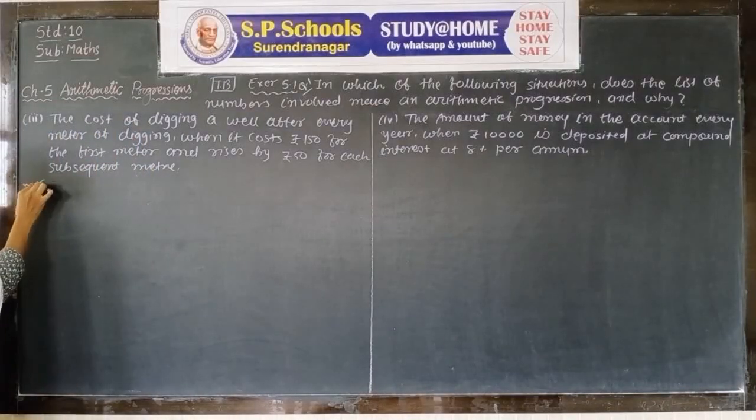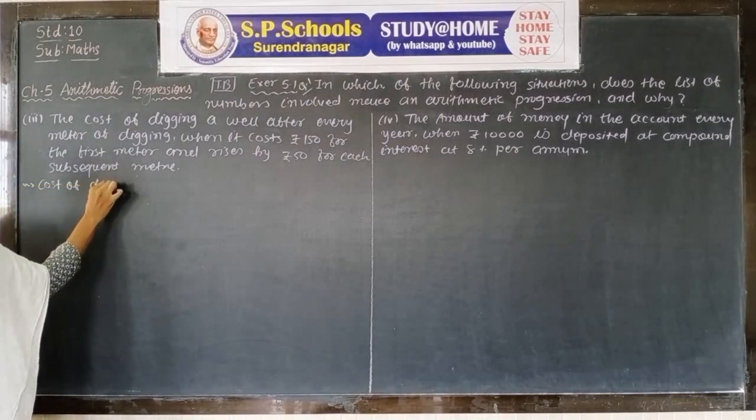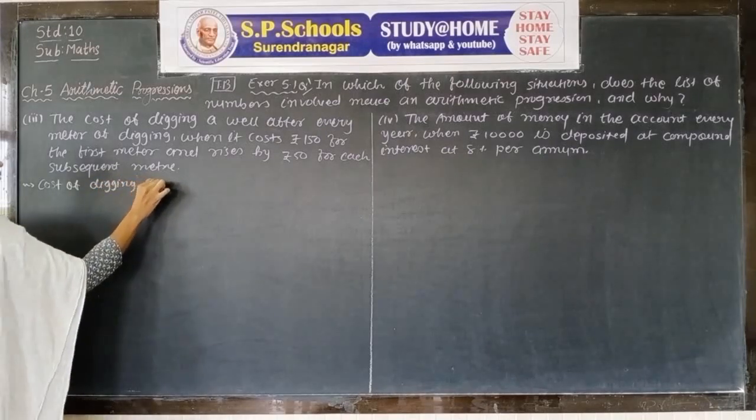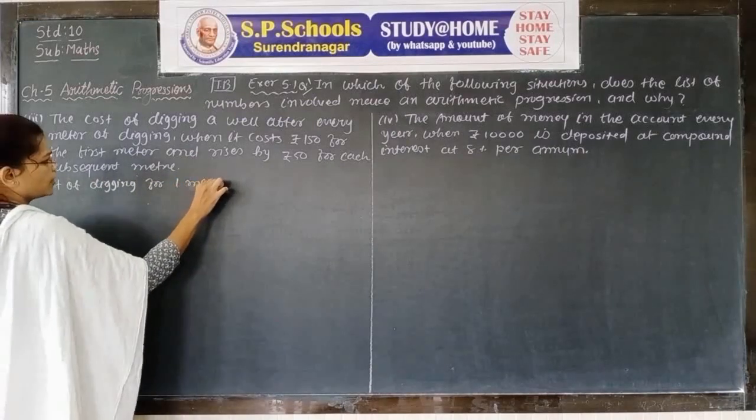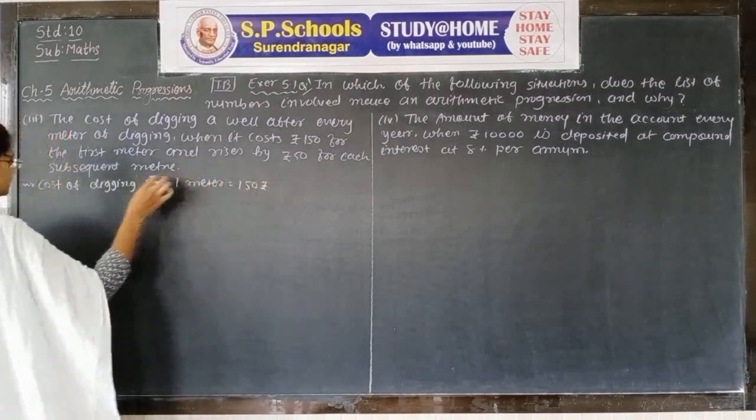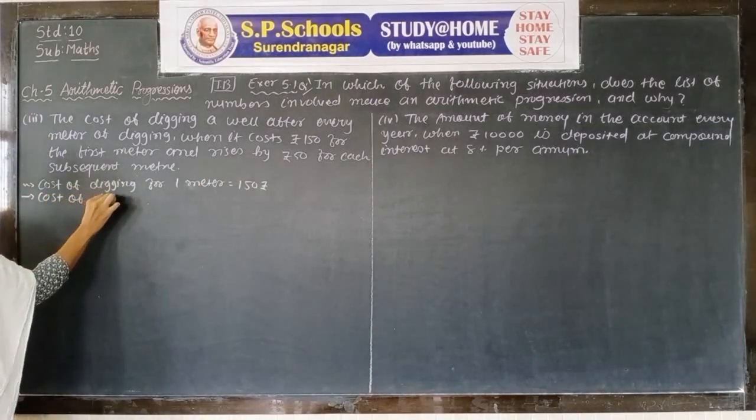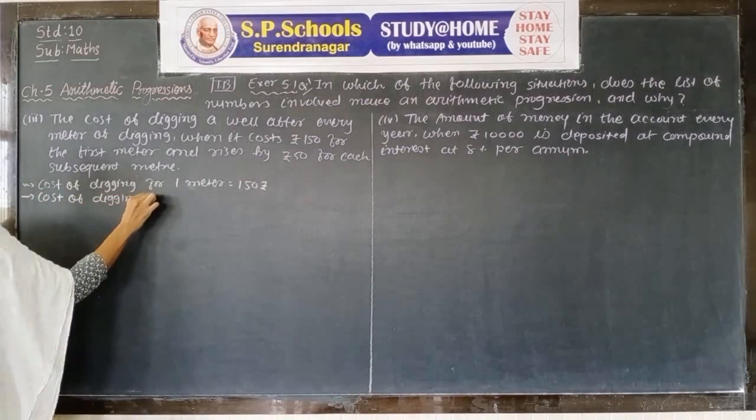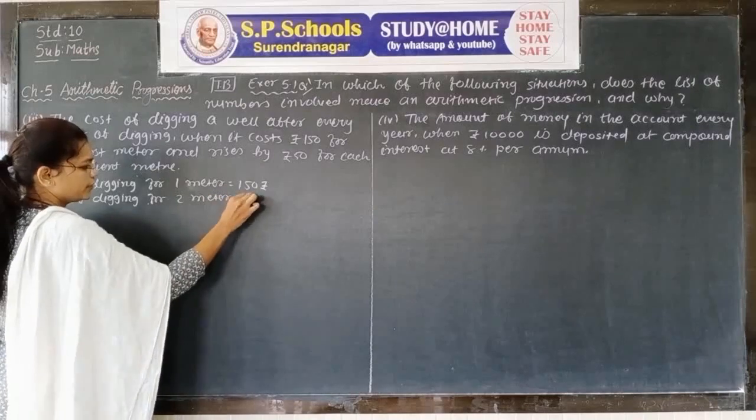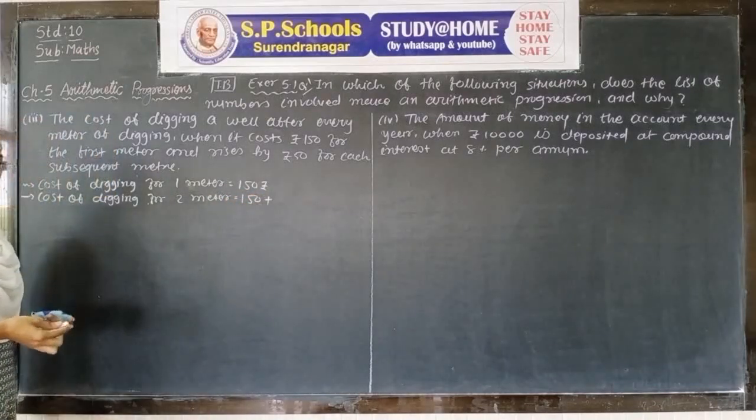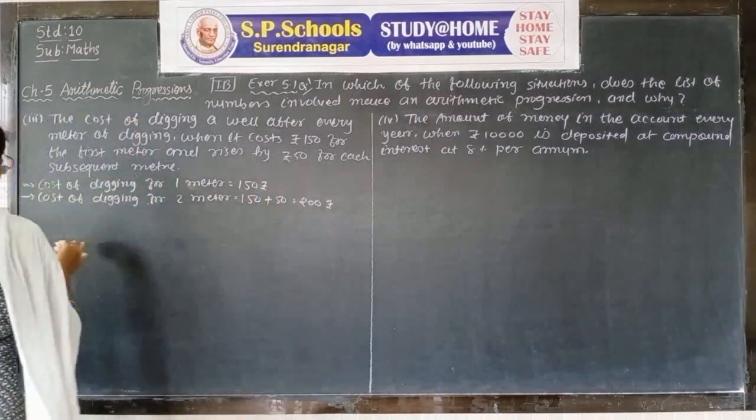First we find the cost of digging for 1 meter, which is equal to 150 rupees. Then the cost of digging for 2 meters is equal to 150, which is fixed. For the additional subsequent meter we add 50, which is equal to 200 rupees.